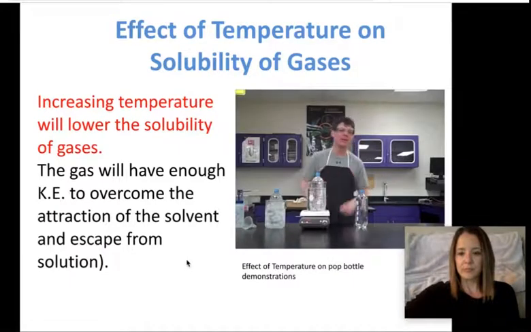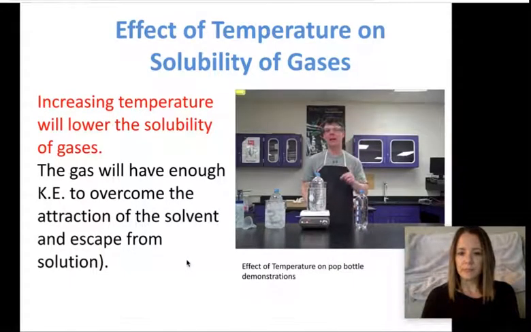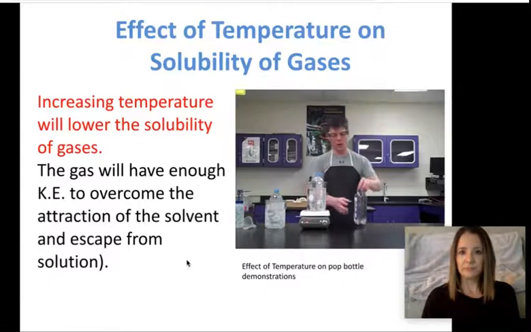Hi everybody. In this demonstration, we're going to be looking at factors that can change the solubility of a gas in a liquid. The gas that we're using is carbon dioxide. The liquid is water. So we're using a bottle of seltzer water, which is bottled at very high pressure, pushing carbon dioxide molecules into solution in the water.